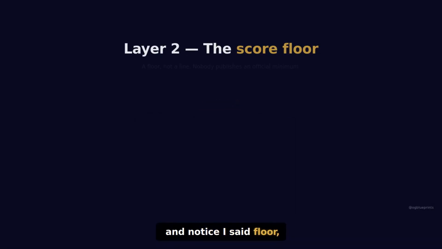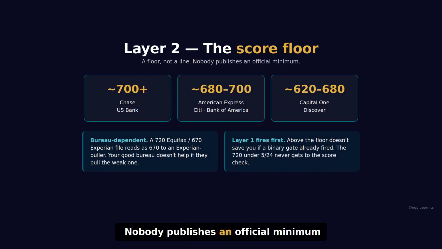Layer 2, the score floor. And notice I said floor, not line. Nobody publishes an official minimum because approval also leans on your income and your history. But the working bands hold up. Chase and US Bank want you around 700 plus for their prime cards. AmEx, Citi, Bank of America sit a little lower, roughly 680 to 700. Capital One and Discover go down into the low to mid 600s on their entry cards, which is why they're the rebuilder friendly name. 2 things make layer 2 trickier than a single number.